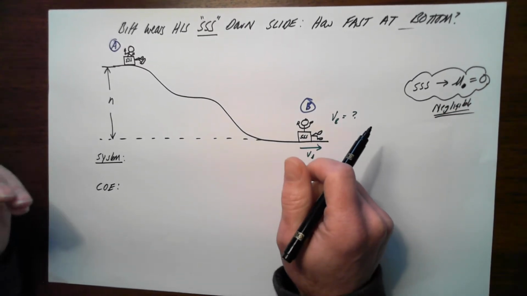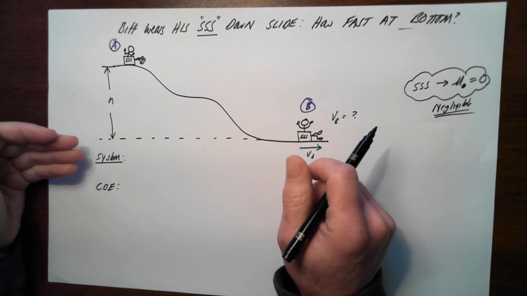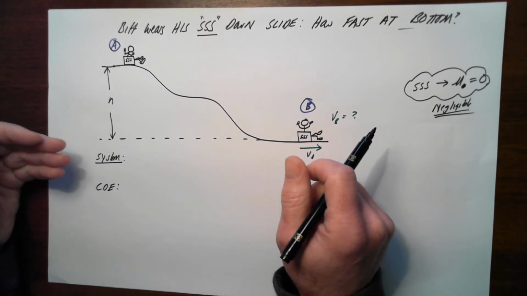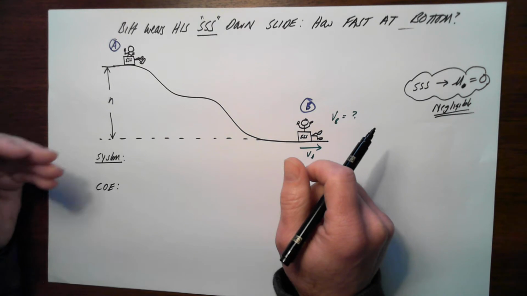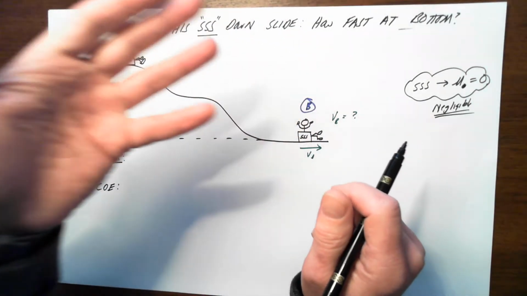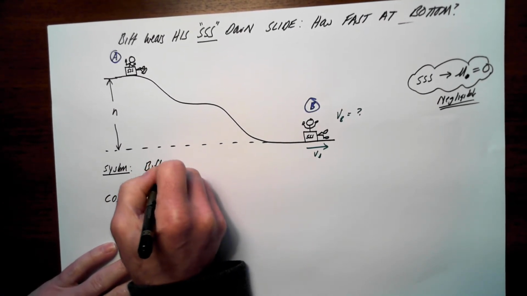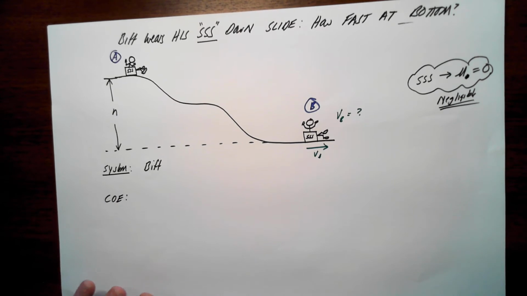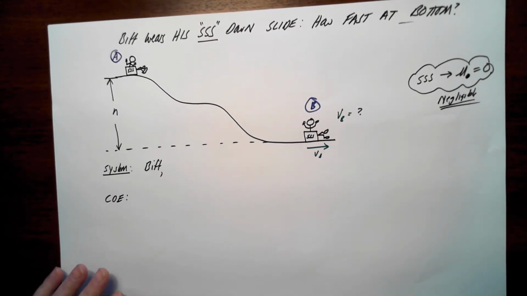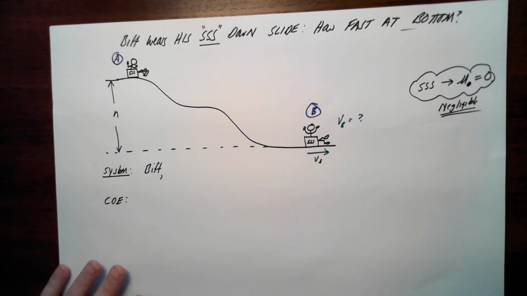We start with what should be in our system that will allow us to answer this problem with the least amount of hassle possible. Generally, if you have something moving in your system, you want to include that thing that's moving. So in this case, we're going to include Biff. Now, this is going to get a little weird, but there's something else we need to include in our system. You say, well, I don't see a spring, etc.